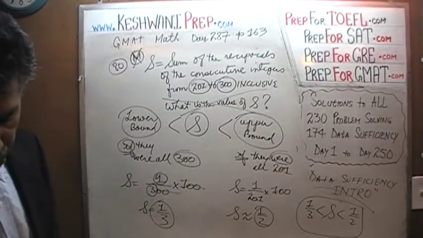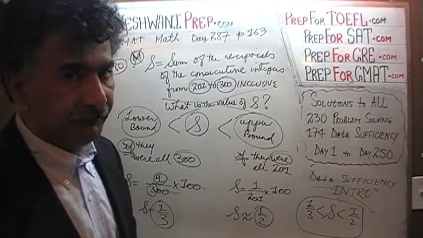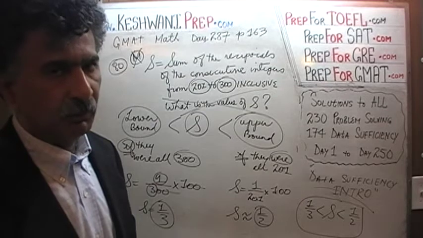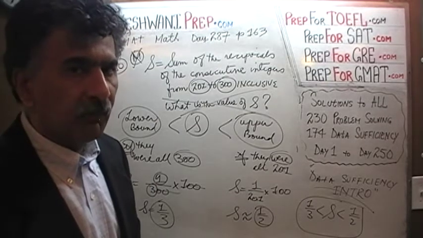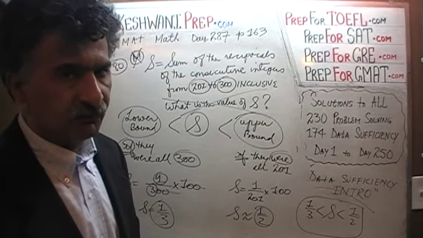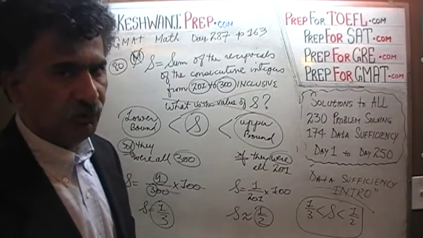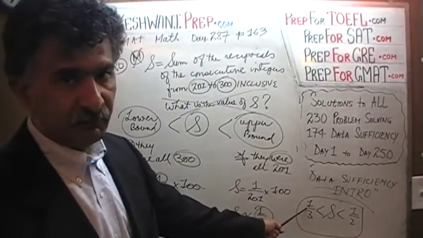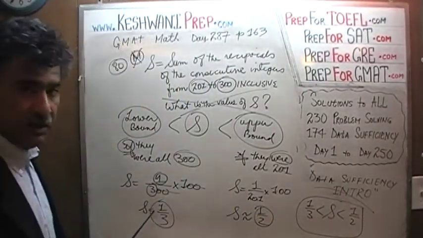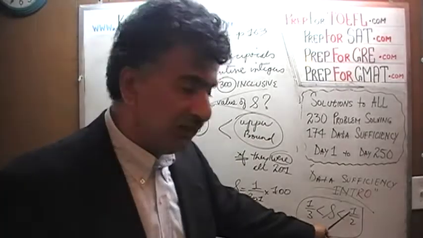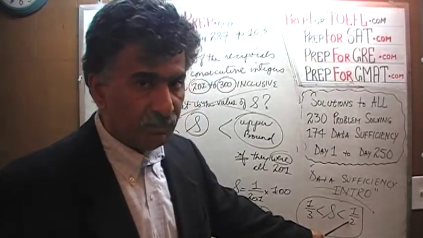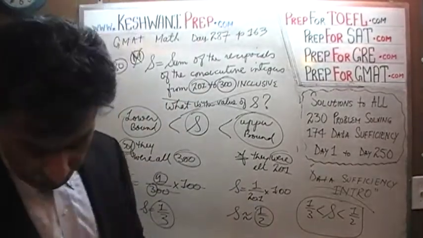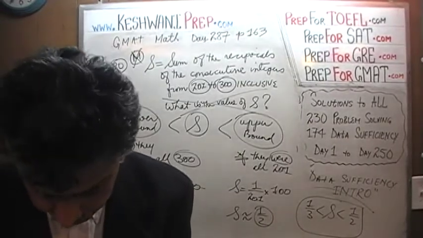The sum of the reciprocals of these 100 integers from 201 through 300 will have to be between 1/3 and 1/2. 1/3 would have been the exact value if every one of them was 1 over 300, and 1/2 would have been the exact value if all of those integers were exactly 200. The sum is going to fall between these two values. Let's go on to the next one.